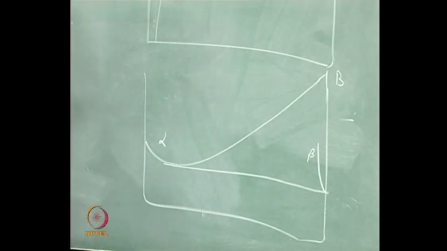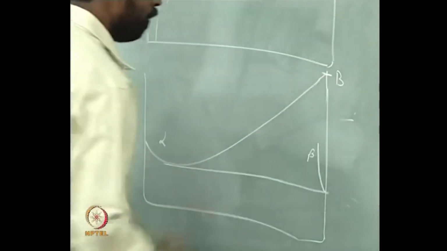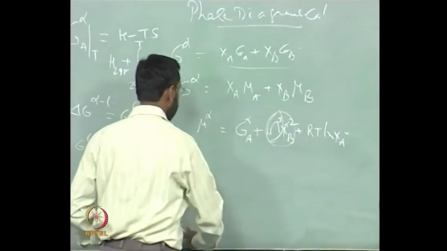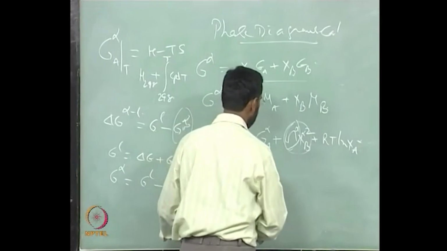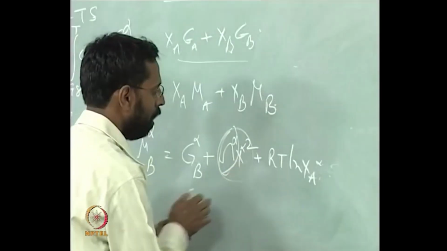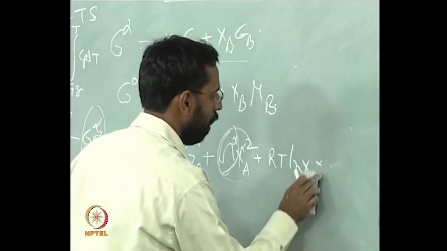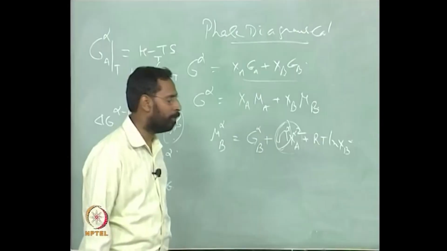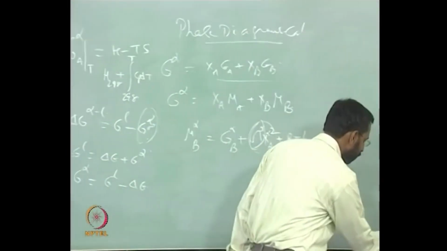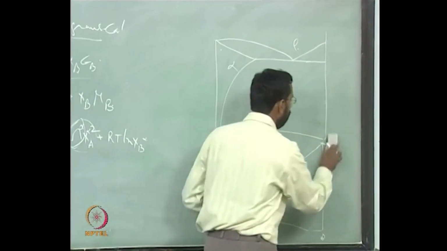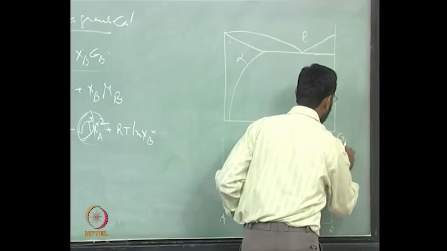Am I right? Now, what is this value? Okay, if I write this in terms of B, I put B simply because we are on the B side. So, if you look at this, what is this value? This is nothing but GB alpha.